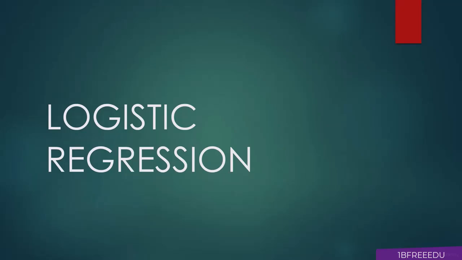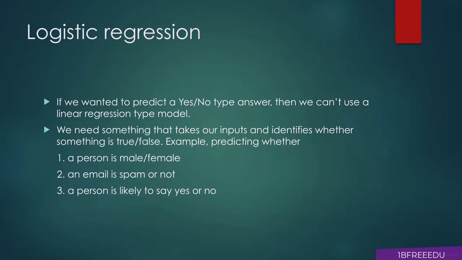Next lecture. In this lecture, we will be covering logistic regression. As you know, logistic regression is basically a learning model which allows you to predict certain labels, which could be yes and no. Let's take an example of what type of labels we can be predicting. We can predict whether a person is male or female, whether an email is spam or not spam, or whether a person is likely to say yes or no for a given decision, right?